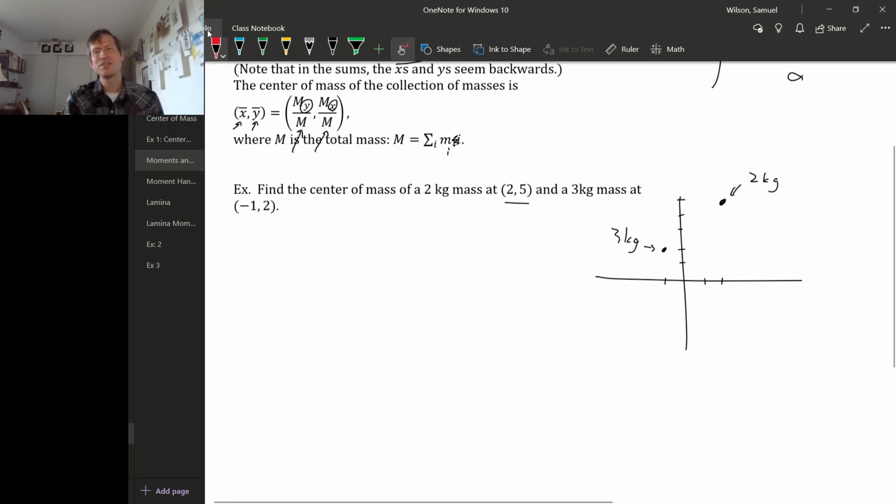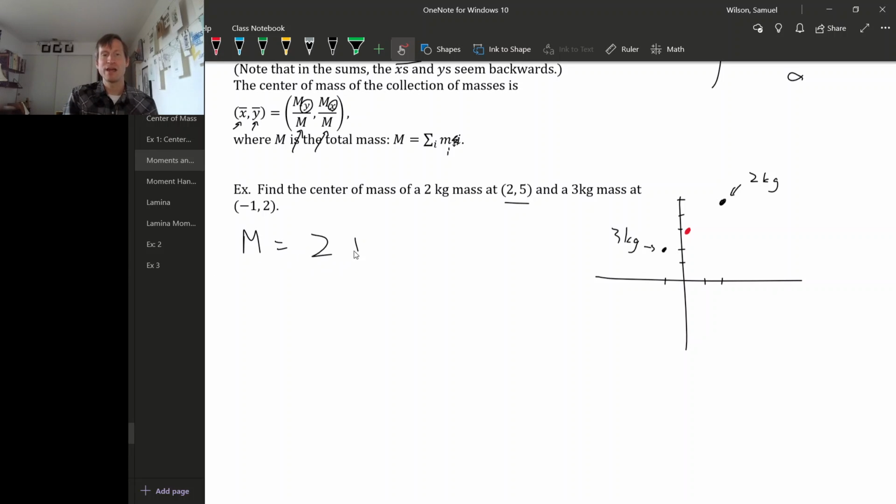The center of mass, just intuitively, ought to be somewhere directly in between these two, but it should be a little closer to the 3 kilogram mass because 3 kilograms is more than 2 kilograms. So it seems like it ought to be maybe somewhere around this red spot. So now that we have some intuitive idea of what it should be, let's do the calculation to see if our intuition was right. So we need the total mass.